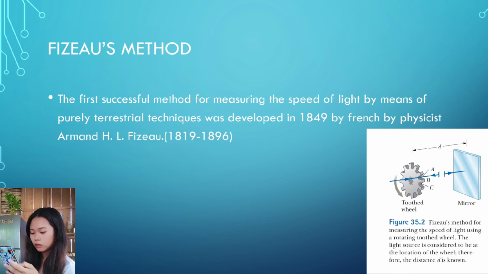Knowing the distance d, the number of teeth in the wheel, and the angular speed of the wheel, Fizeau arrived at a value of 3.1 × 10^8 meters per second. Similar measurements made by subsequent investigators yield more precise values for c, which lead to the currently accepted value of 2.9979248 × 10^8 meters per second.